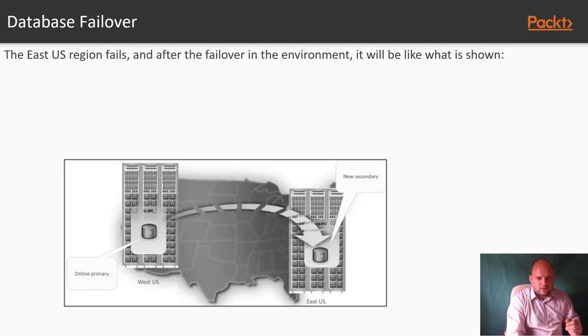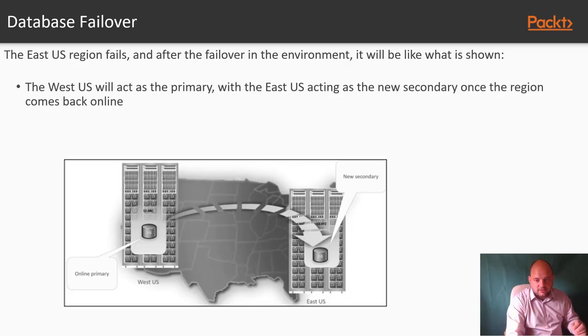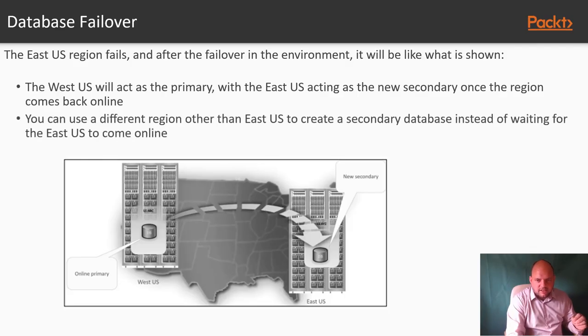So when we're talking about failover here, let's say the East Coast region fails. After the failover in the environment, you can see what's shown there. We've got an online primary. The West Coast will then act as the primary, with the East Coast acting as a new secondary, okay, once that region comes back online. However, we can use a different region other than the East US data center to create a secondary database instead of waiting for the East US data center to come back online.